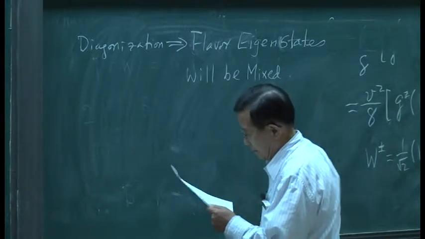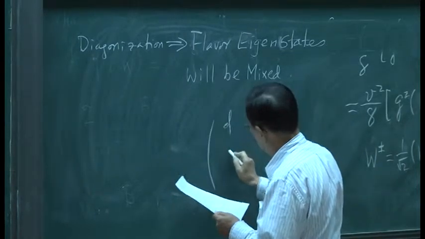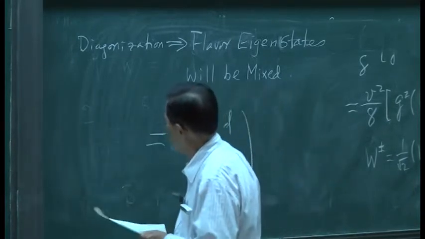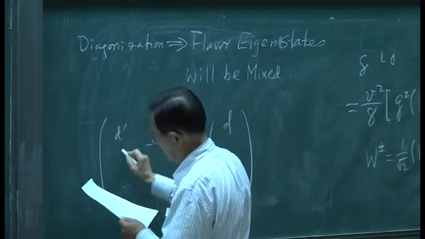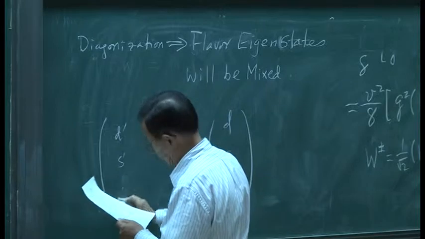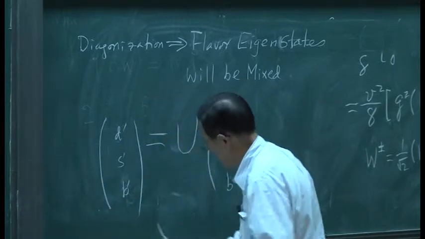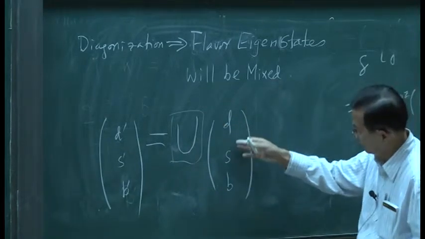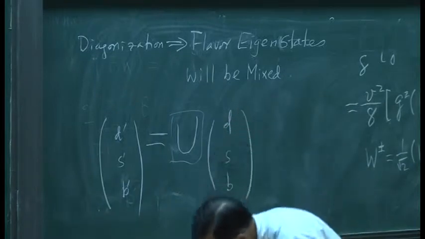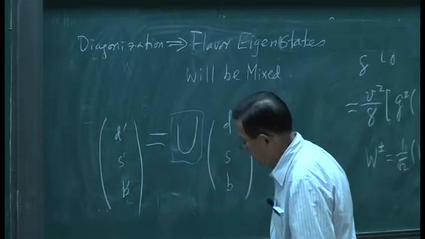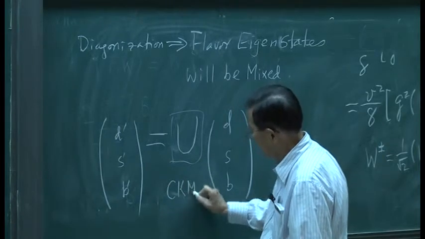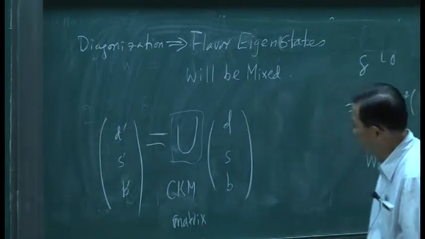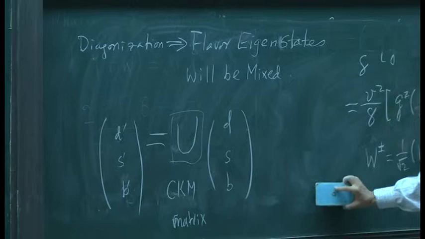So you have a U, D, S, B, and then you apply a unitary transformation to it to get the D prime, S prime, and B prime. So this is the one which diagonalizes the mass matrix, and therefore all the flavors are now mixed. Okay, and this is the CKM matrix. And for details, you have to read the textbook.